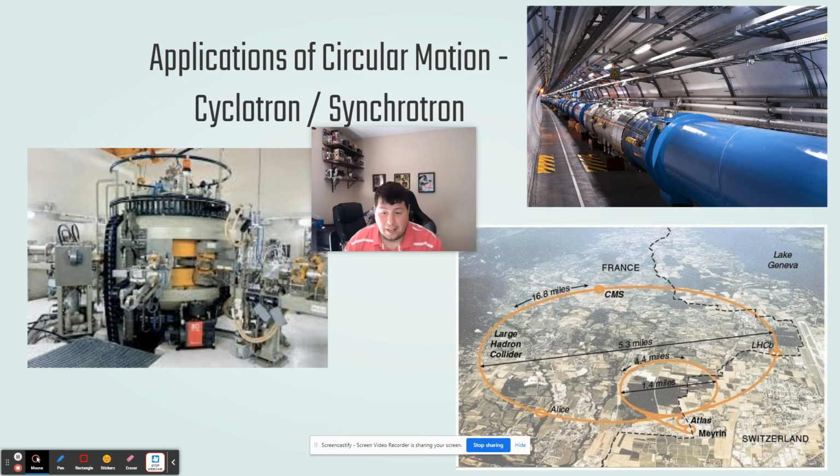The Large Hadron Collider is on the border between France and Switzerland. This is a picture of it. It's famous because when they say Large Hadron Collider, they're not kidding. The diameter of the loop is 5.3 miles long.